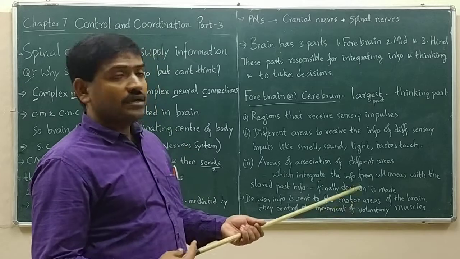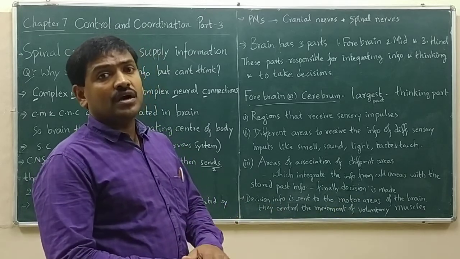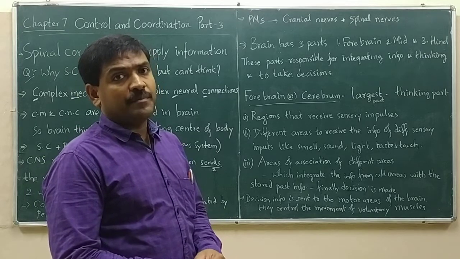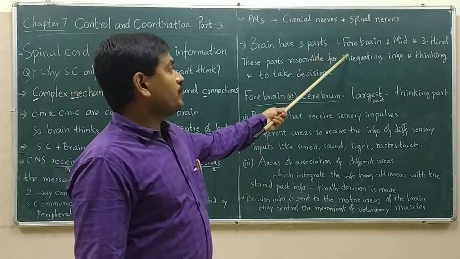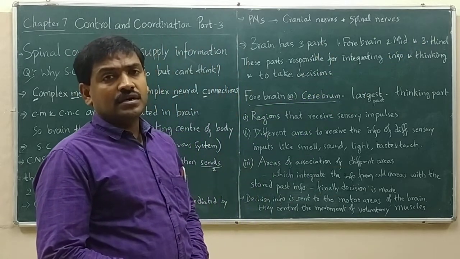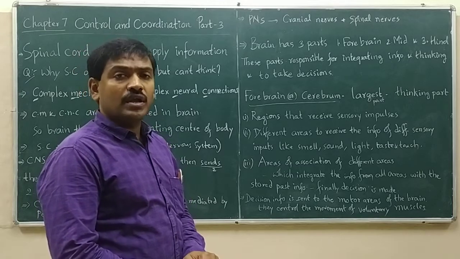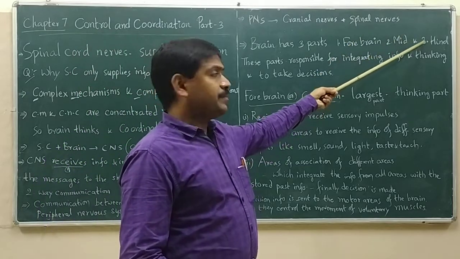So in order for all these activities to be carried out, the brain has a complex structure of three parts. What are those parts? Forebrain, midbrain and hindbrain. The brain has a complex structure of three parts: forebrain, midbrain and hindbrain.